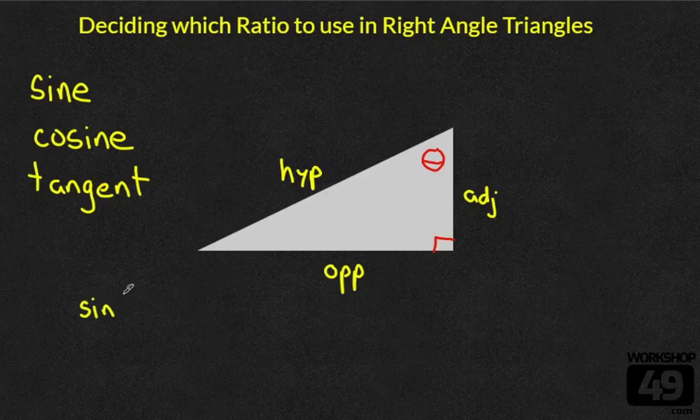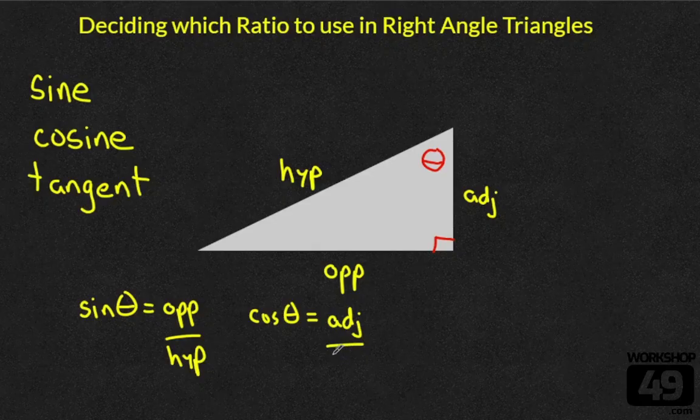So there are three equations based on whether we're using sine, cos, or tan. The first, sine of theta, is equal to our opposite over our hypotenuse. Cos of theta is equal to our adjacent over our hypotenuse. And our last ratio, tan of theta, is equal to our opposite over our adjacent.